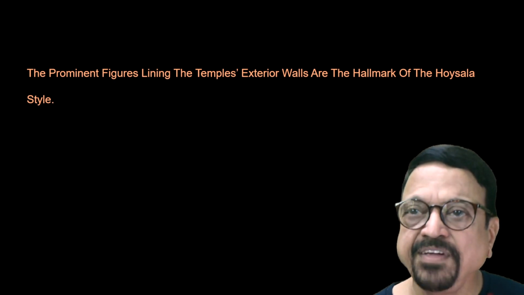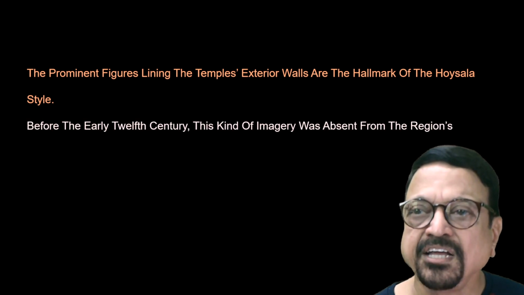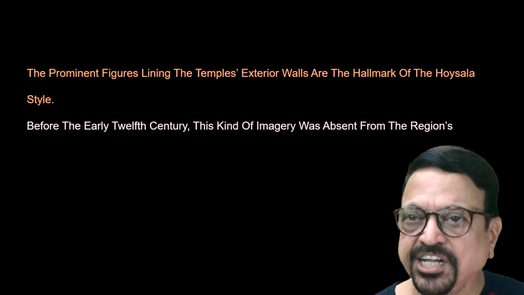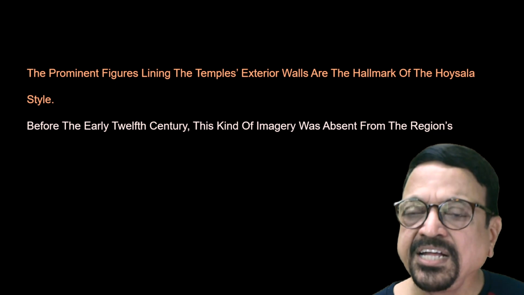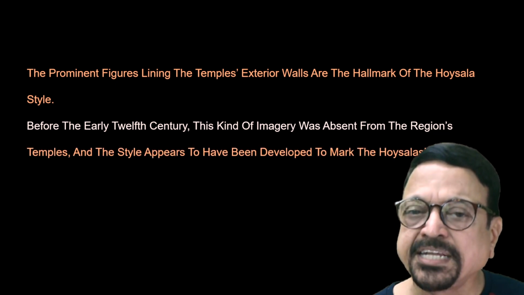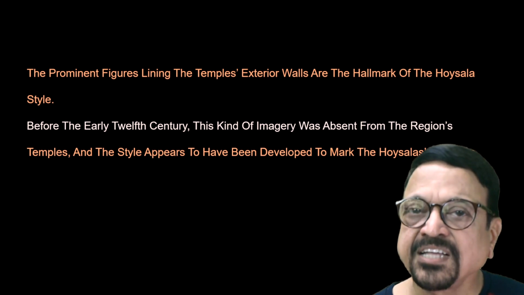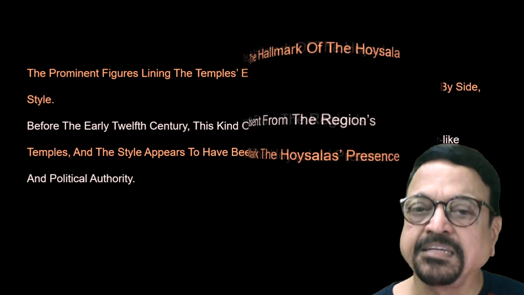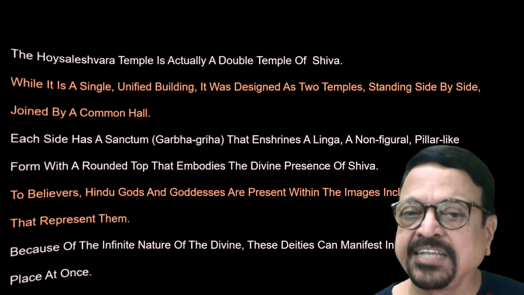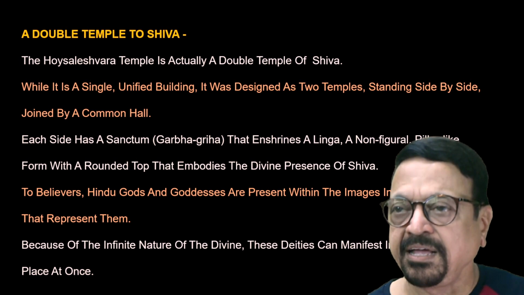The prominent figures lining the temple exterior wall are the hallmark of the Hoysala style. Before the early 12th century, this kind of images were absent in temples. So the Hoysala people were pioneers in introducing this style, and that's why it is called the Hoysala style. It is important not only from the point of view of temple architecture and iconology, but from all points of view.